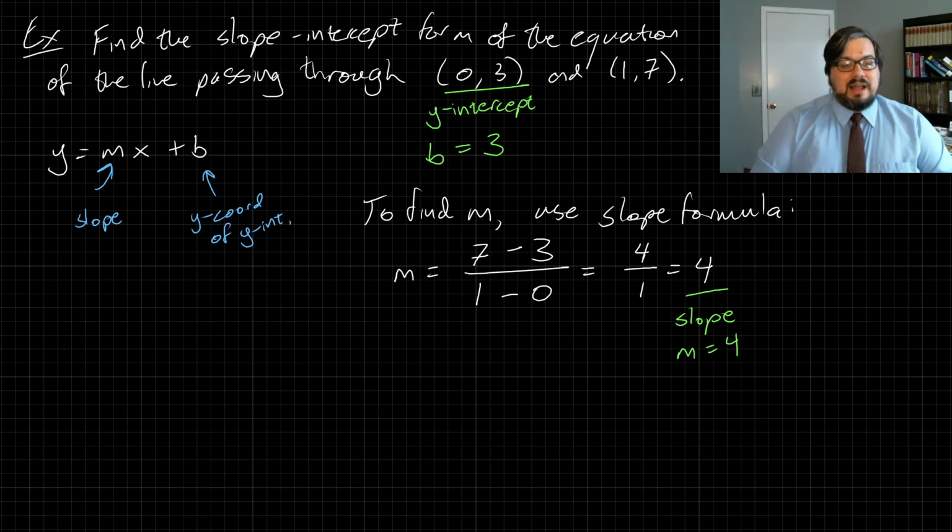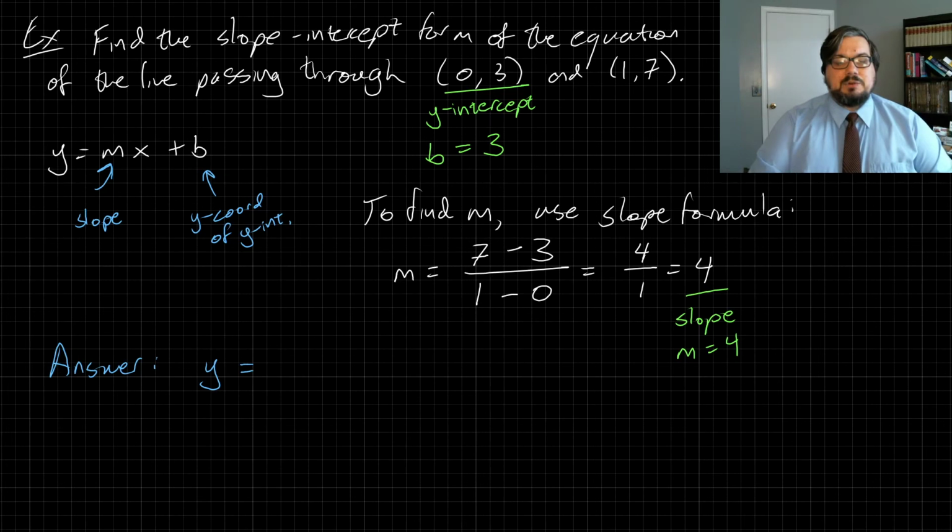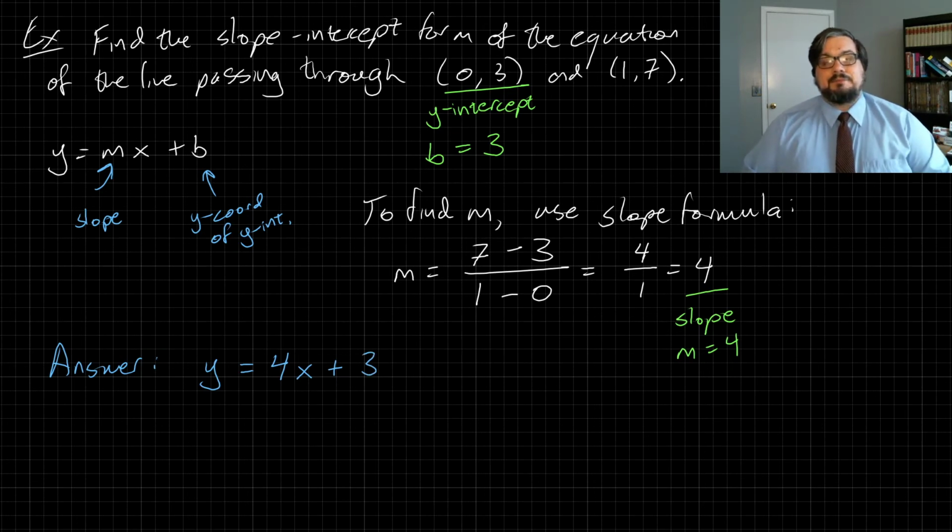So that means that our answer can be written as follows. Y equals, now m is 4, so 4x plus the y-coordinate of the y-intercept, which is 3. So that's the slope-intercept form of the equation of the line passing through the points (0, 3) and (1, 7).